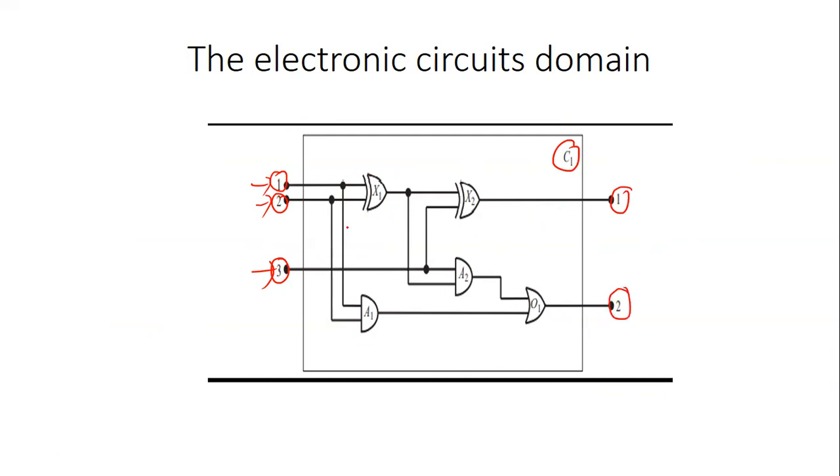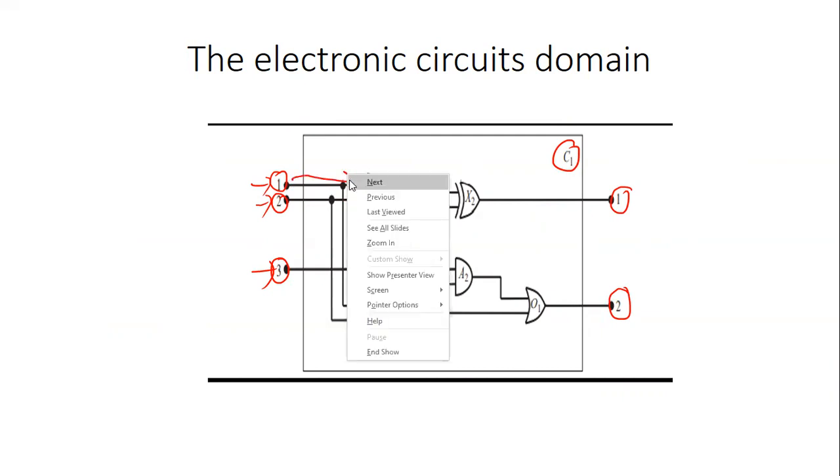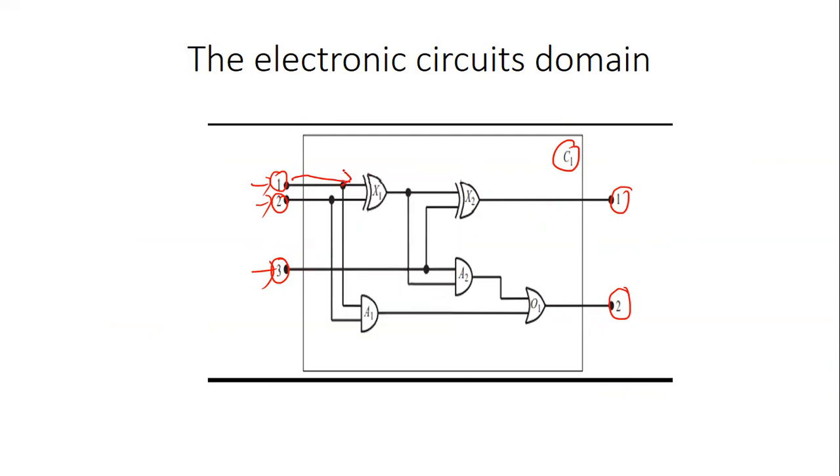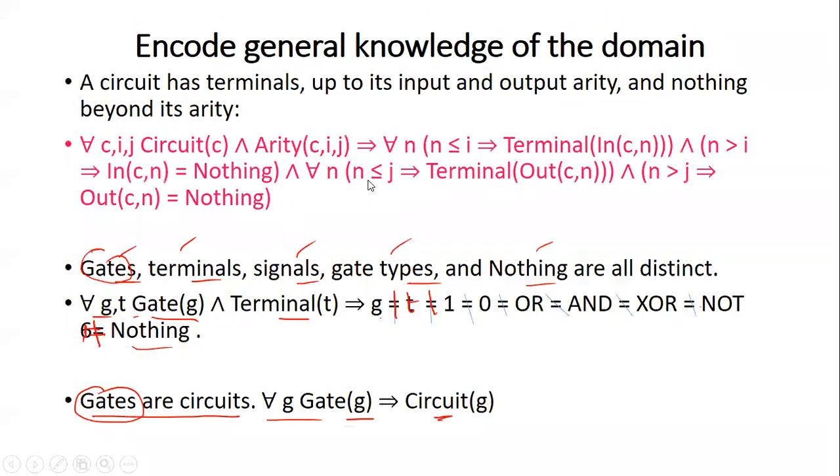So what we say here, the first input of C1 goes as the first input of X1, and the second input of C1 goes as the second input of X1, right? Okay. First input of C1 goes as the first input of X1. So that's how we are representing here.